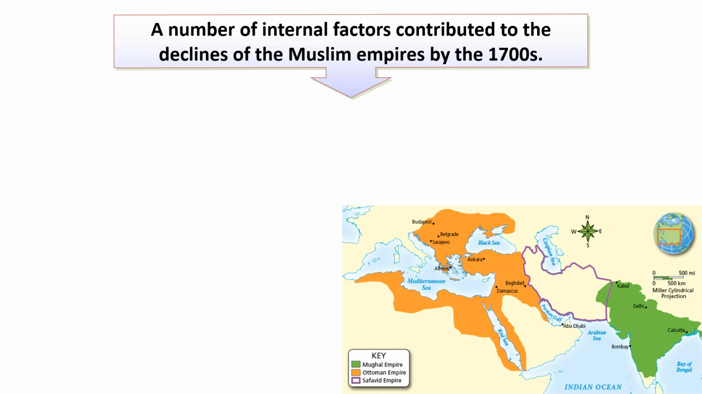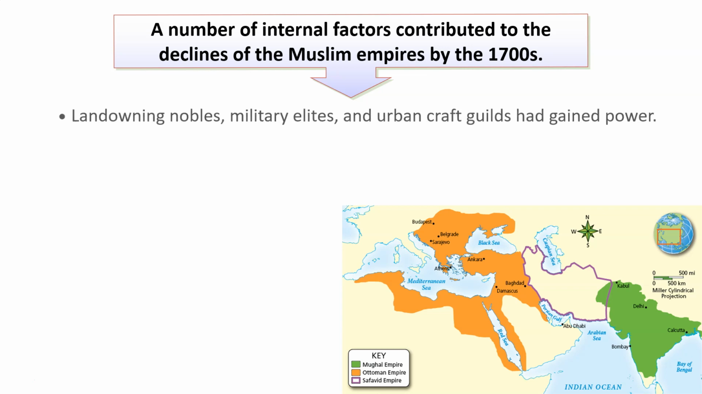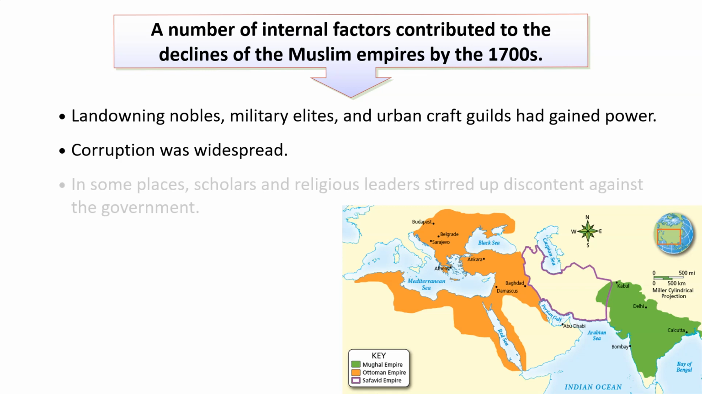Now, as we mentioned, there's a number of internal and external factors. We're going to focus first on the internal factors, and these are ones that were common for each of these three regions. Increased power for the nobles, increased power in the military elites, and the urban craft guilds all came at the expense of leadership. In each of these empires, corruption as time went on was increasingly widespread.